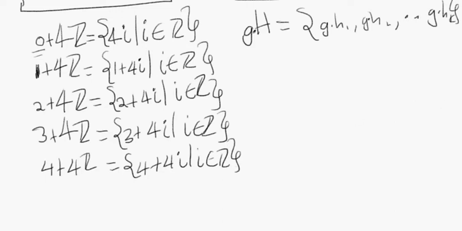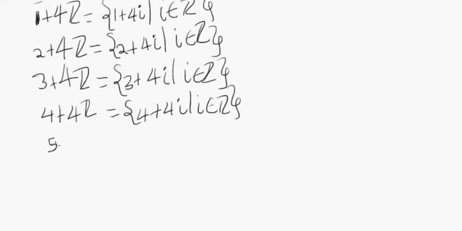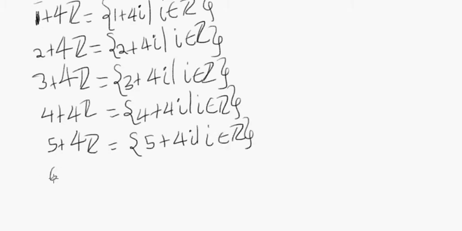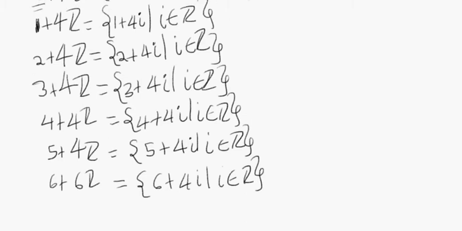Okay, what about 5 plus 4z? 5 plus 4z is going to give us all 5 plus 4i such that i is an integer. Okay, 6 plus 4z, where do you want to go? Actually, yeah, let's stop at 6. 6 seems perfect. 6 plus 4z is going to give us all 6 plus 4i such that i is an integer. Okay, so that's where we're at now.